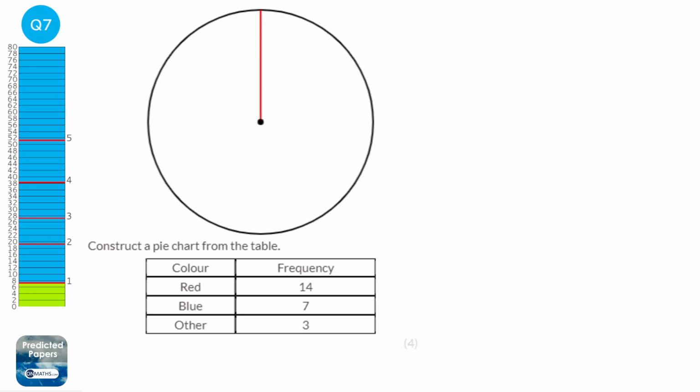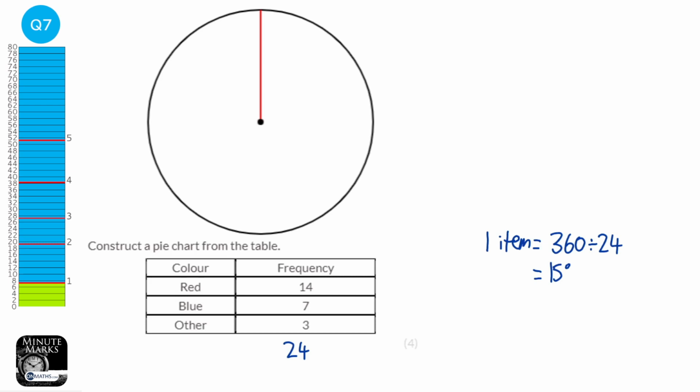So we're going to do 14 plus 7 plus 3, and we find out that that's 24. Then we're going to find the angle that one item would be. So one item is going to be, well, there are 360 degrees in a circle, and there are 24 items. So we're going to do 360 divided by 24, and that gives us 15 degrees. So each item is worth 15 degrees, or will take up 15 degrees.